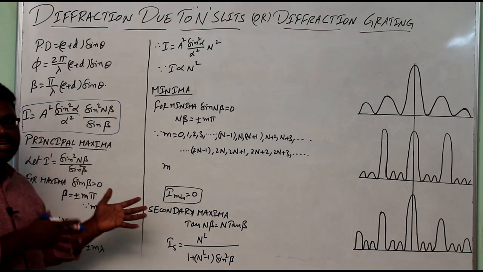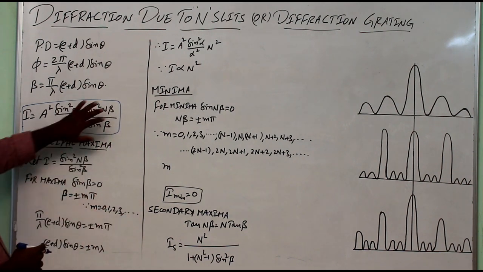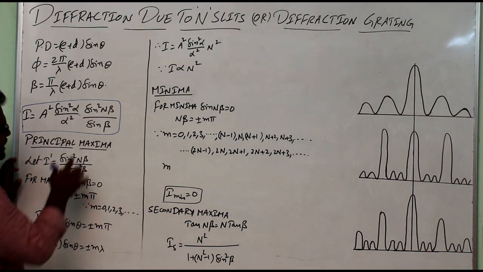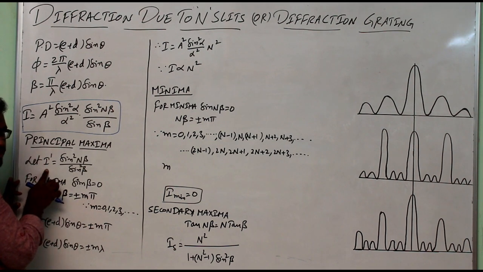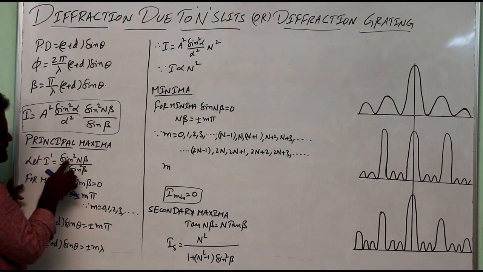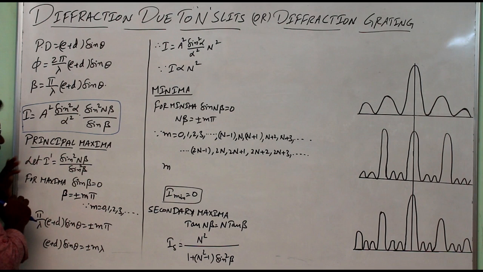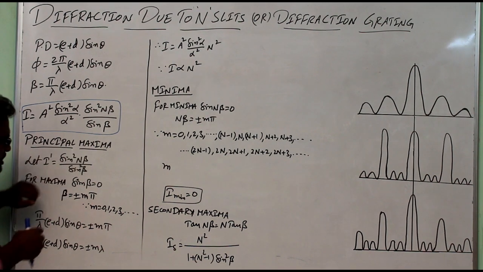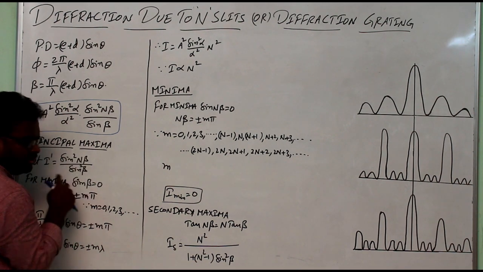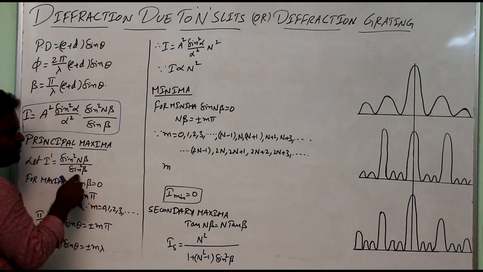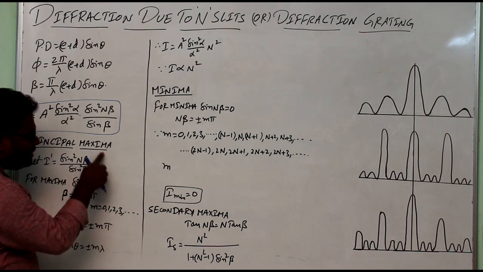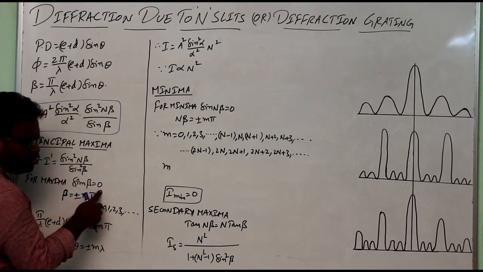That means bright fringe condition and dark fringe condition or not. So if you take this particular one, call that as principal maxima, and now let this be as I dash. So the I dash is sine square n beta by sine square beta. In order to say this is maxima or maximum bright one, this denominator should be 0. Because if it is 0, something by 0 is infinity, you are getting a maximum value of the function. So in order to have a maxima condition, sine beta should be 0.